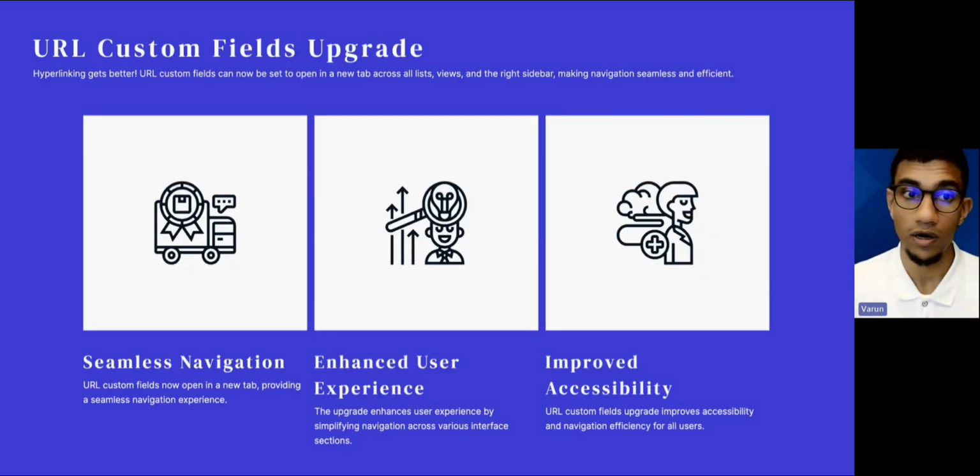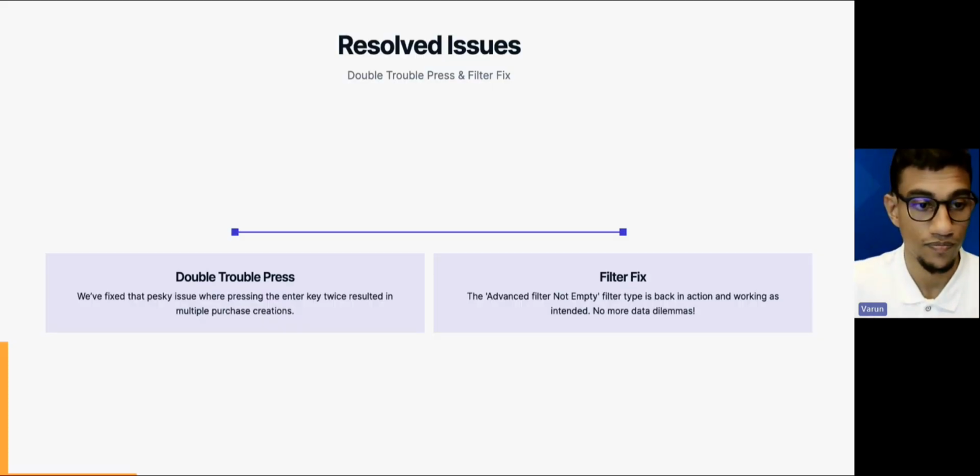Next, everybody is aware that we can add custom fields with the field type as URL, right? But till last week, when we click on that particular URL, once that particular bill or anything has been created, it will be opening up in the same tab itself. Right now, we have developed a different way to open it in a new tab, whether you're opening it from a list, from a view, or from your right sidebar.